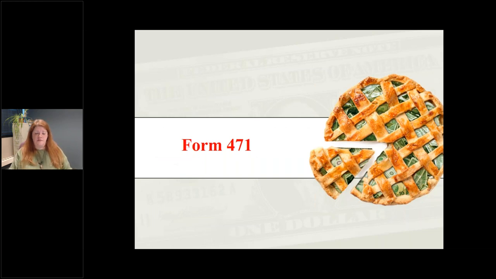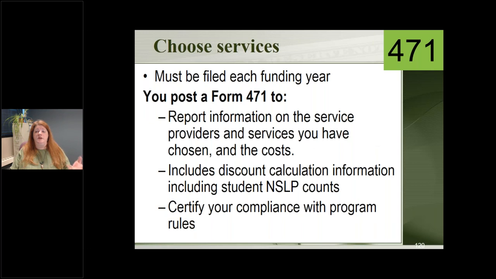So the second form in the E-rate process is your 471. This is where you tell USAC who you decided to go with. You must do this every year. You let them know who you picked, what service providers, your discount calculation if it appears in there.